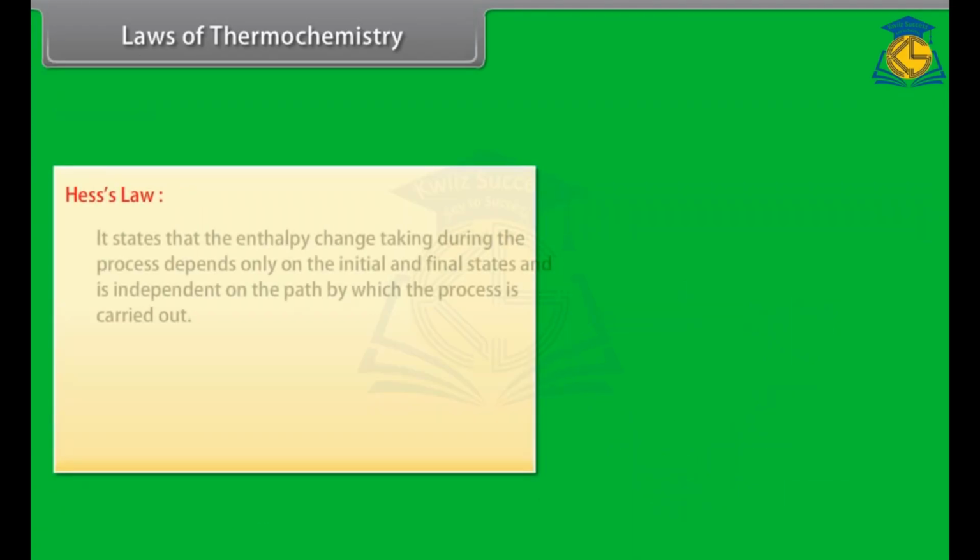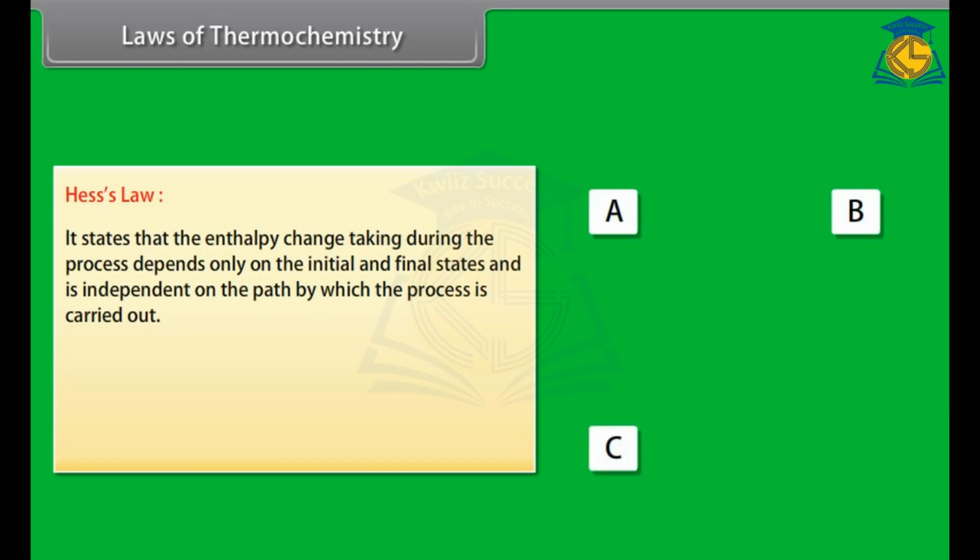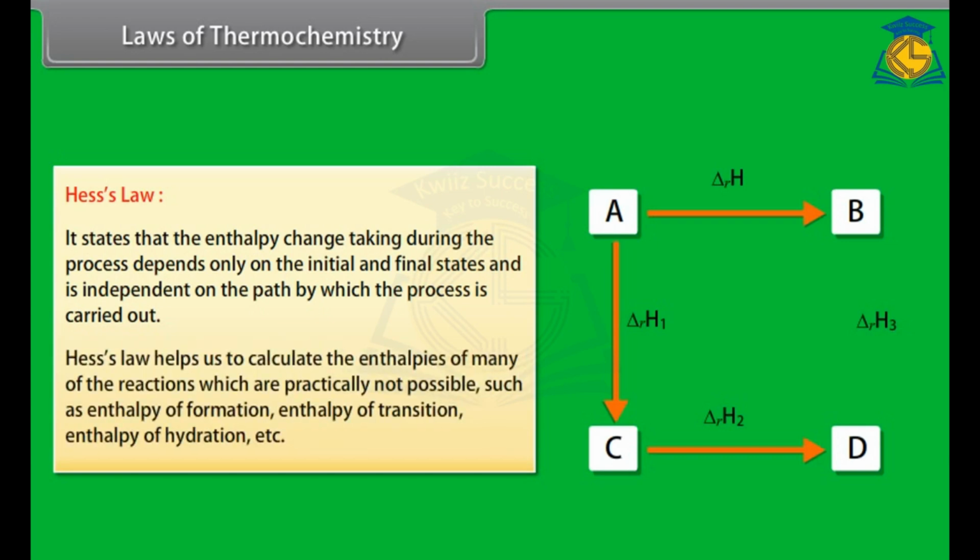Hess's law. Hess's law states that the enthalpy change taking place during the process depends only on the initial and final states and is independent of the path by which the process is carried out. Hess's law helps us to calculate the enthalpies of many of the reactions which are practically not possible to measure, such as enthalpy of formation, enthalpy of transition, enthalpy of hydration, etc.